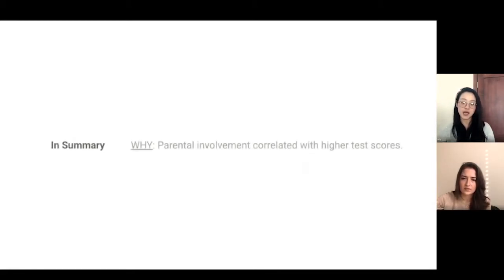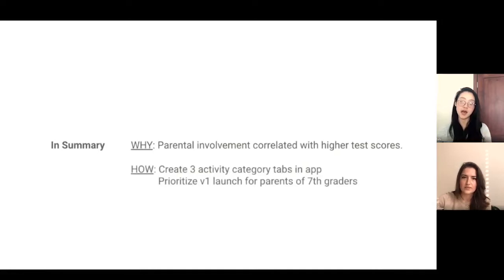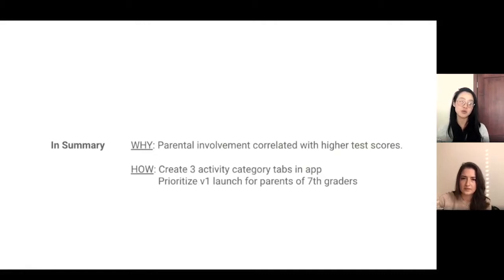So in summary, based on the analysis that we did, the why we want to create an app in the first place is because parental involvement is highly correlated with higher test scores. And the how to best design this app. When we build this app, we want to make sure the app has 3 categories or 3 tabs, one for each activity category. And we should prioritize a version 1 launch for parents of 7th graders.